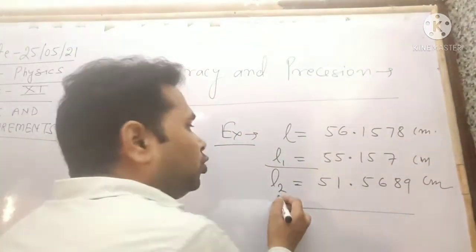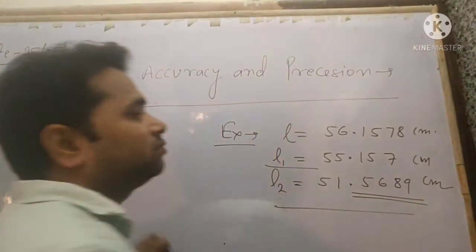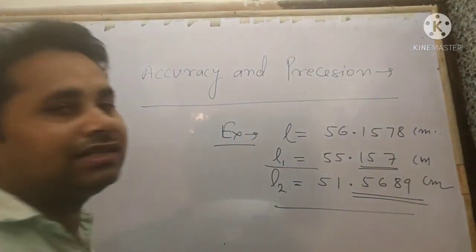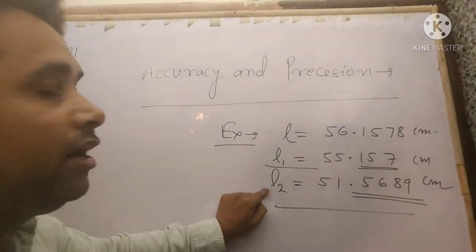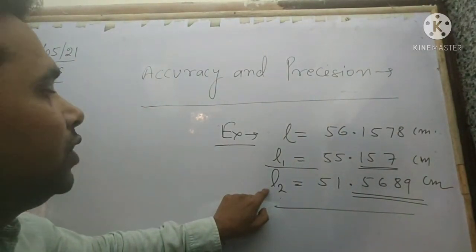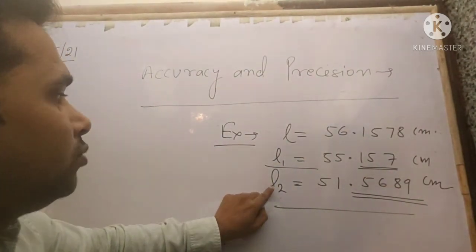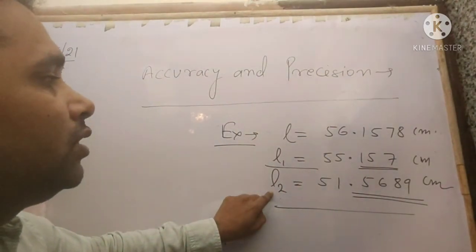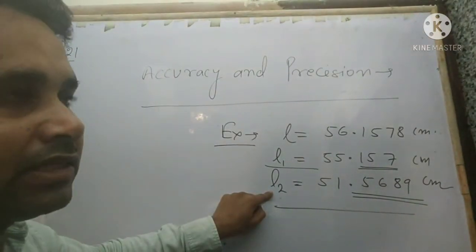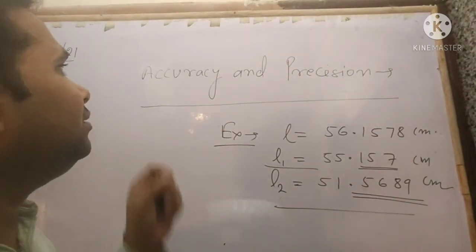Here, the L2 observation, the second observation of length, has 4 digits after the decimal place, and the first has just 3 digits after the decimal place. So L2 is the more precise value. Or you can say the resolution of the instrument by which we are taking the second observation L2 is more precise. The device has more resolution. So this is the precision.